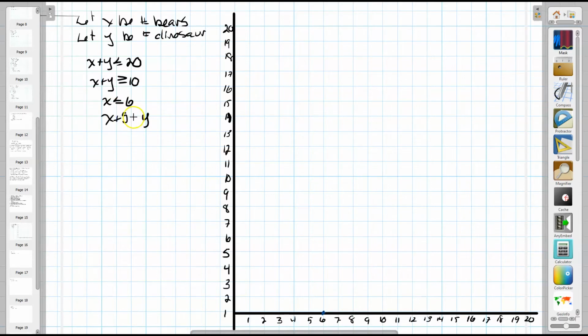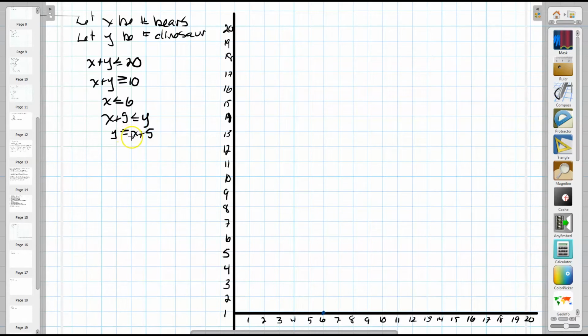Now we need to get the relationship between them right to figure out which way the inequality sign is going to go. It says there are at least 5 more dinosaurs than bears. So I like to read these backwards in this case, where I say the number of dinosaurs is greater than or equal to the number of bears plus 5. If I turn it around, that might be a little more obvious. y greater than or equal to x plus 5.